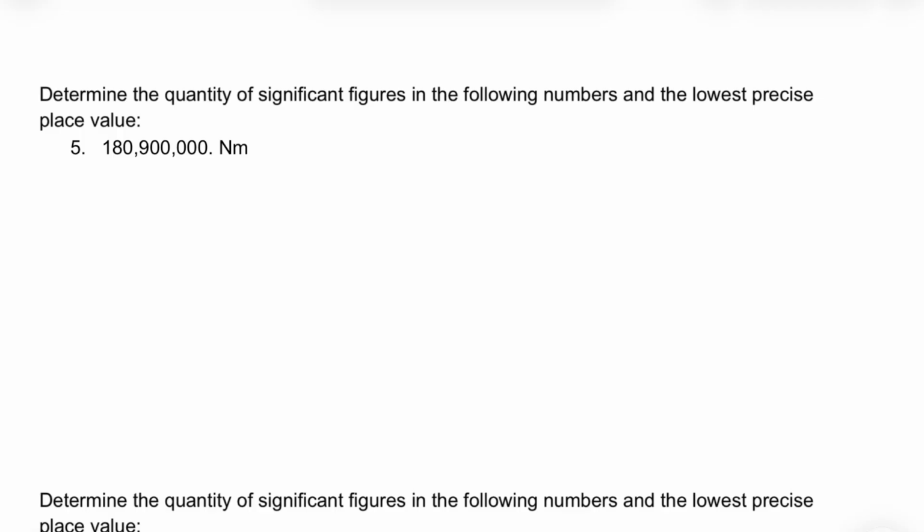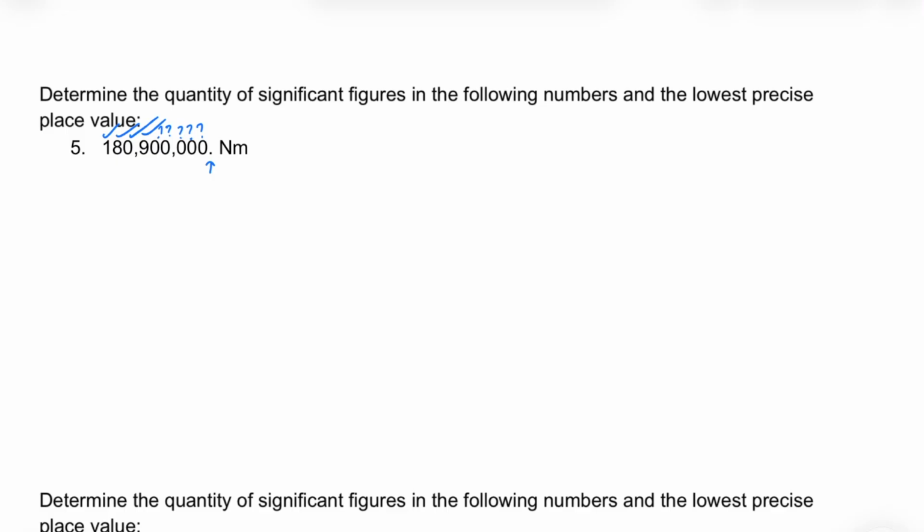We've got the number 180,900,000 newton meters. We have 3 non-zero numbers, the 1, the 8, and the 9. We've got 1 zero that's in between the non-zero numbers. And then we have 5 zeros following our non-zero numbers. And again, all those we need to question if they're significant or not, because we're looking for if there's a decimal point. And in this specific number, there is a decimal at the end.